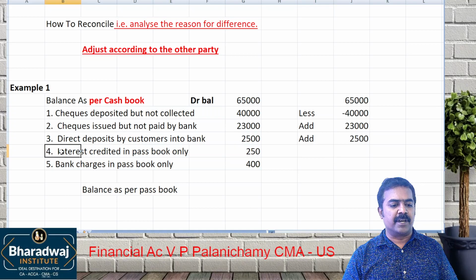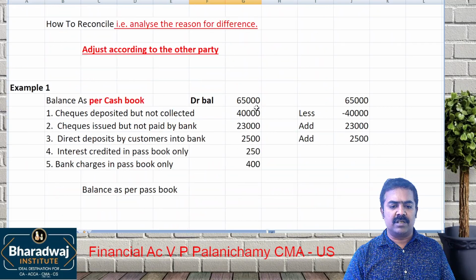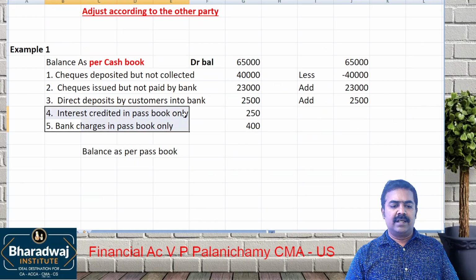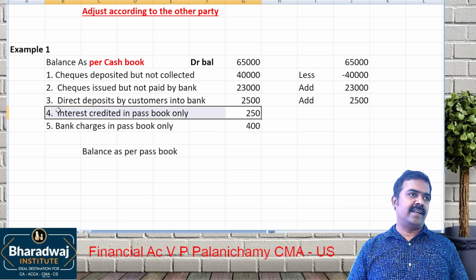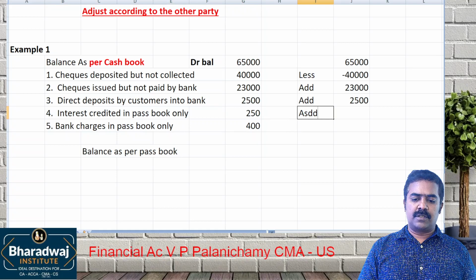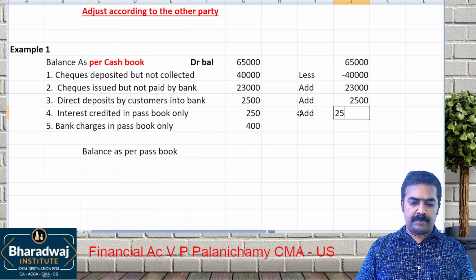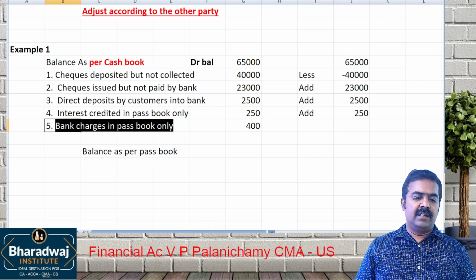Interest credited in the passbook only. Credit means which one? Deposit. Whenever you are receiving money into the bank account, credit is equal to deposit. In the passbook, this interest is credited, which means they have added. The bank has added. Has the customer added? No, let us add it. Add how much? 250.